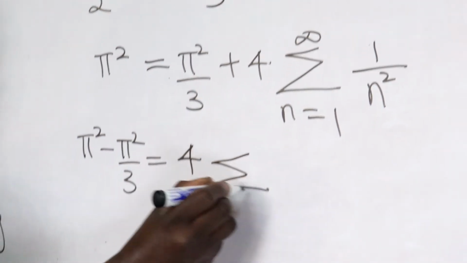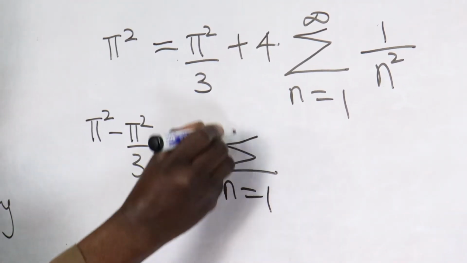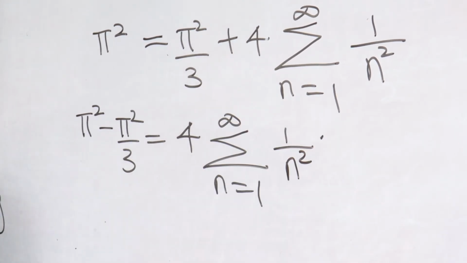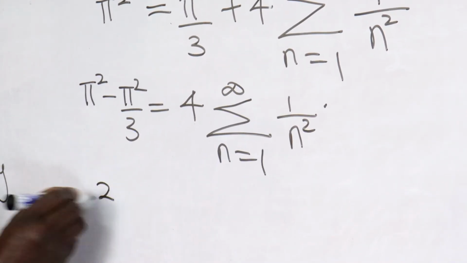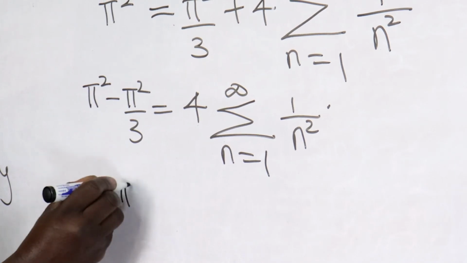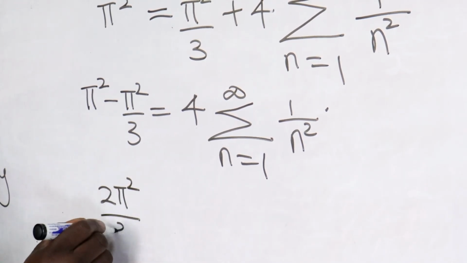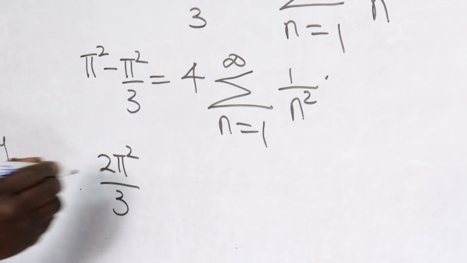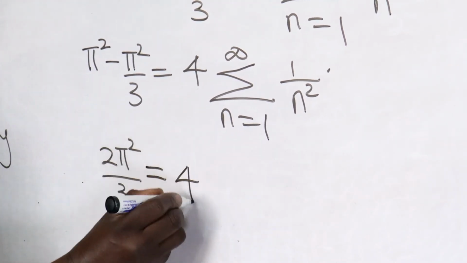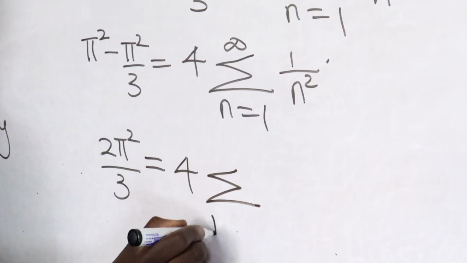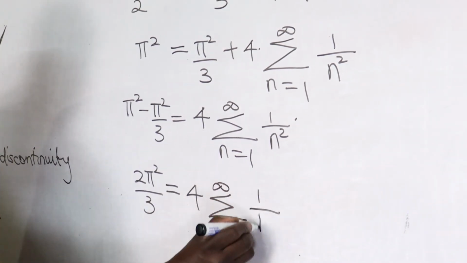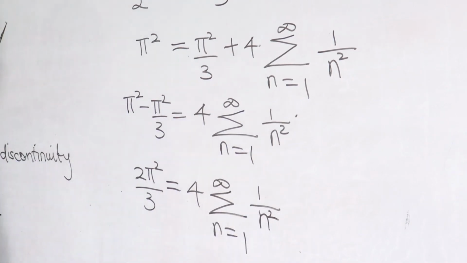then we have summation, n starting from 1 to infinity, 1 all over n squared. This is now 2 pi squared all over 3. Is it 2 pi squared all over 3? Yeah, it's equal to 4 summation, n starting from 1 to infinity, 1 all over n squared.